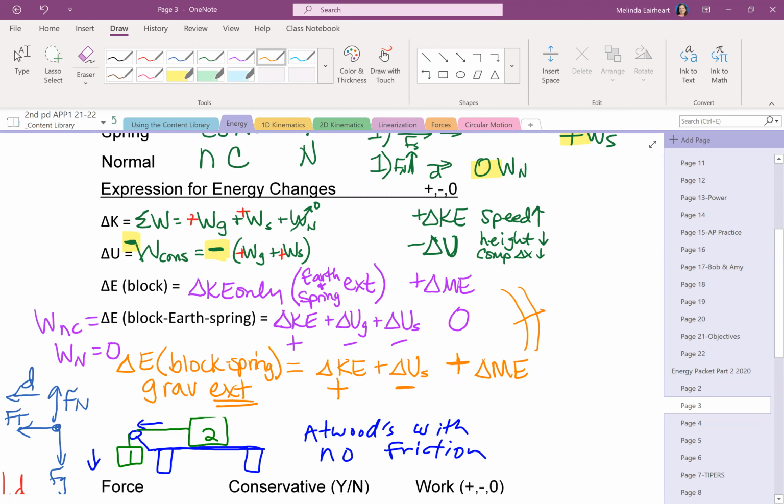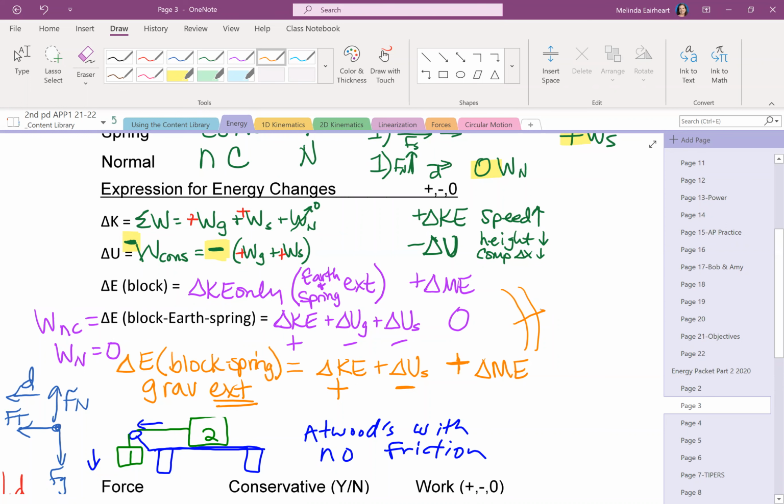Good deal on that. Notice what they all have in common. You're always going to consider the object. I haven't seen a question yet on the AP where they're like, oh, your system is just the earth and spring. Typically you include the object, right? That's who they give you the mass for. That's who we draw the diagrams for. The object is usually always in these changes.